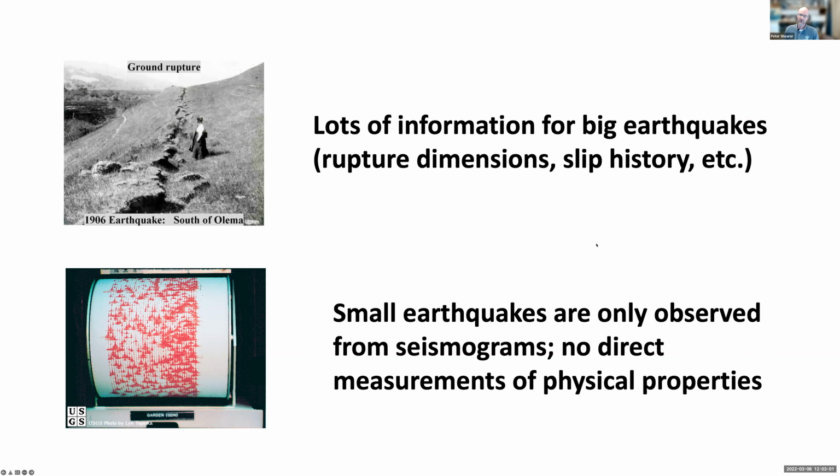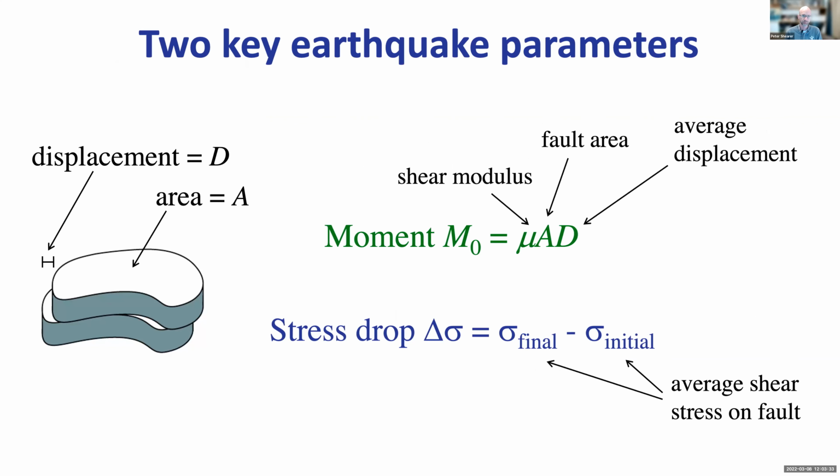When we have a large earthquake, like the 1906 rupture you see in this famous photograph, there's a lot of information that we can gather about them. But small earthquakes, which of course form the great majority of the ones that we record as seismologists, we just know about these from the seismograms. We don't have any direct measurements of their physical properties. So a lot of my research is focused therefore on what we can learn just from the seismograms alone.